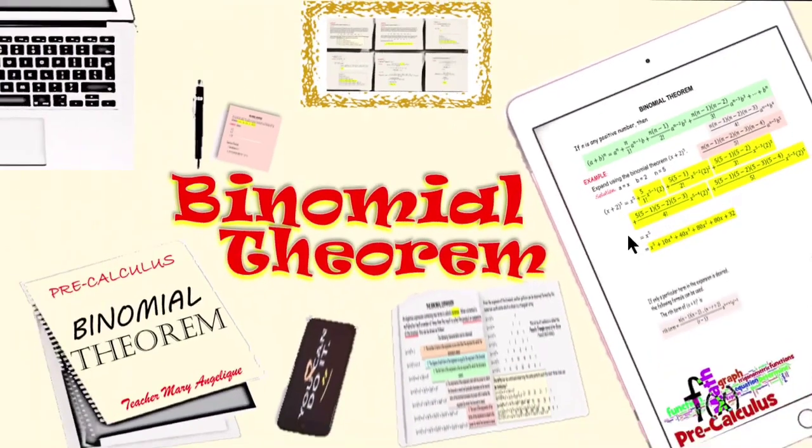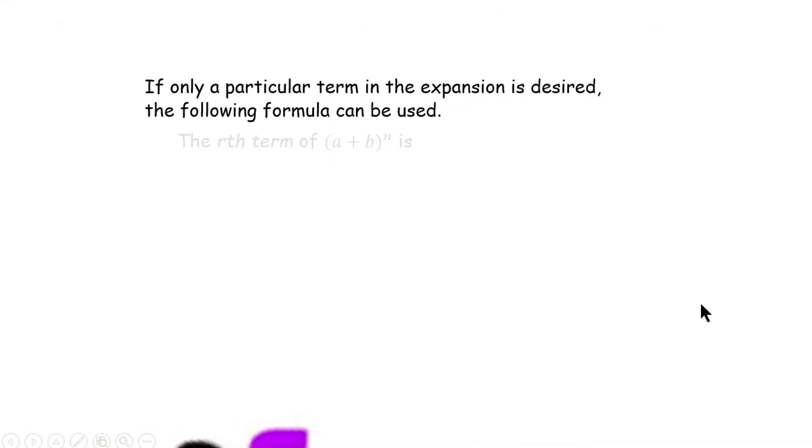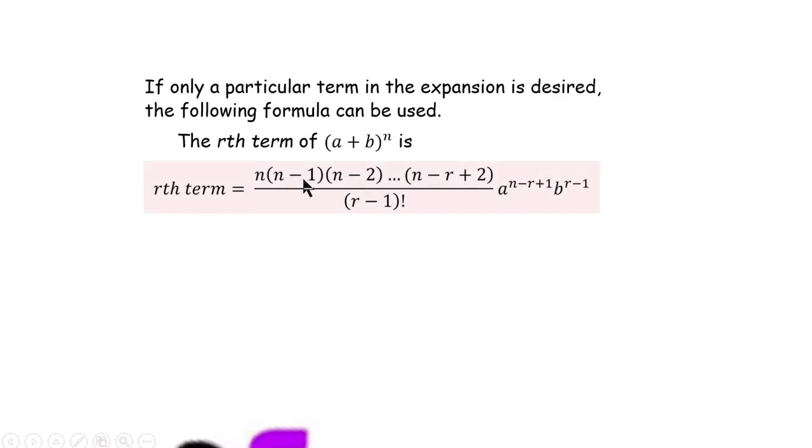If only a particular term in the expansion is desired, the following formula can be used. The rth term of a plus b raised to n is n times n minus 1 times n minus 2 and so on times n minus r plus 2 over r minus 1 factorial times a raised to n minus r plus 1 times b raised to r minus 1.